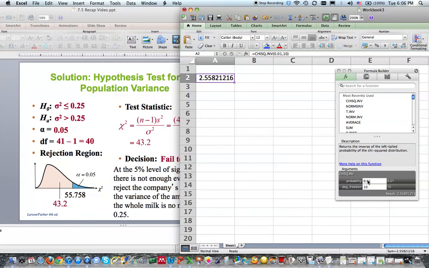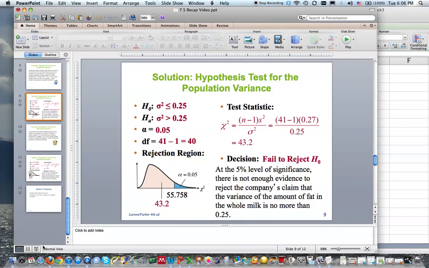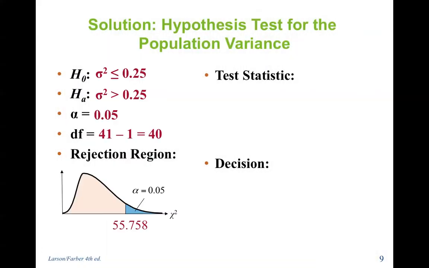and use our Excel. We know our alpha is 0.05 and our degrees of freedom is 40, but since it's to the right, we have to do 1 minus, and we get 55.758. So now if we go back to here, we've already stated this stuff, we get 55.758, perfect, that's what we found using Excel, using chi-inverse, and we had to use 1 minus alpha, with 40 being our degrees of freedom.